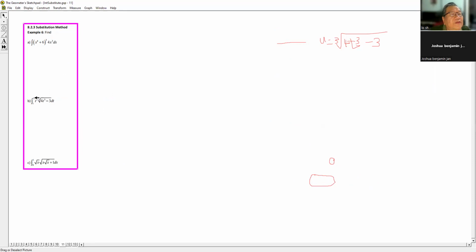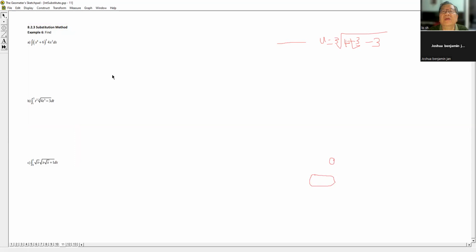Now, if you notice, the question here is an indefinite integral. But all the questions later on are definite integrals. So from indefinite integral, they change to definite integral. I have not taught you how to do this definite integral yet. So we now switch to definite integral. Okay. So how to switch to definite integral?